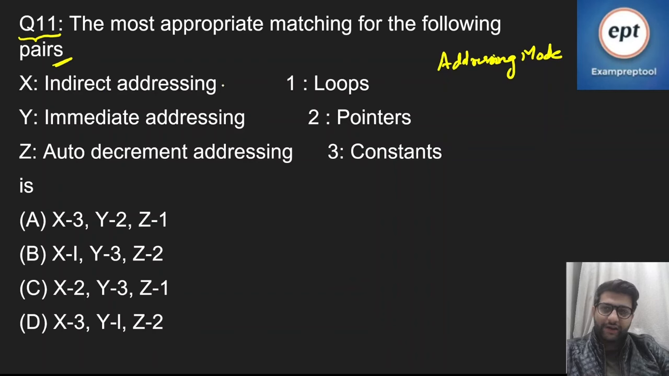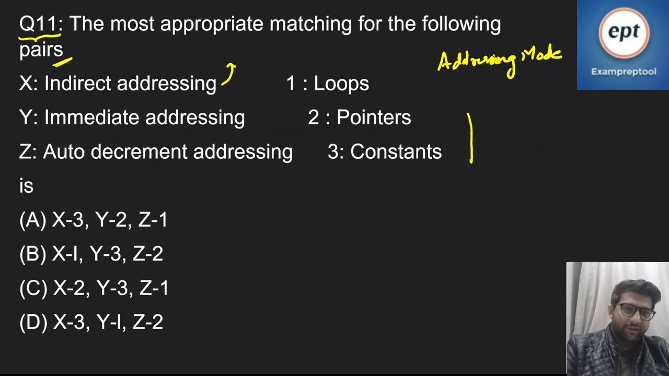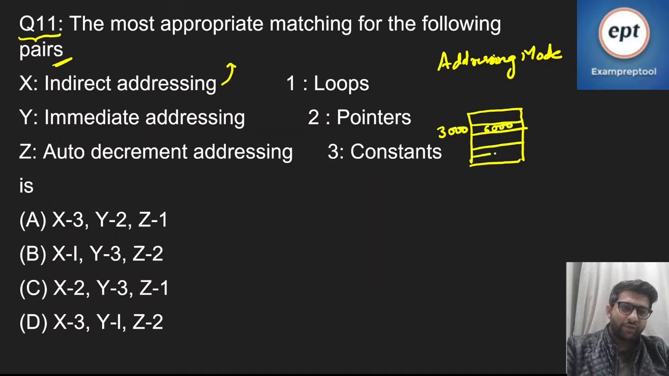The first one is the indirect addressing mode. Again, to revise, what is indirect addressing mode? The operand field, let's say, stores a value 3000. This will store another memory location value, and that particular memory location will store our operand. And these types of addressing modes are used to implement pointers.